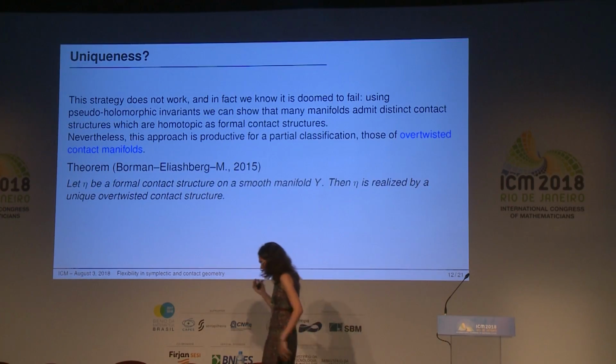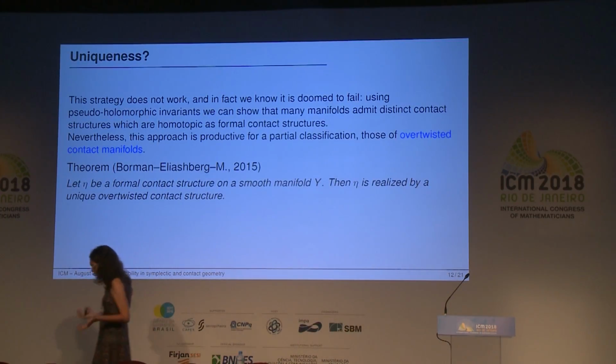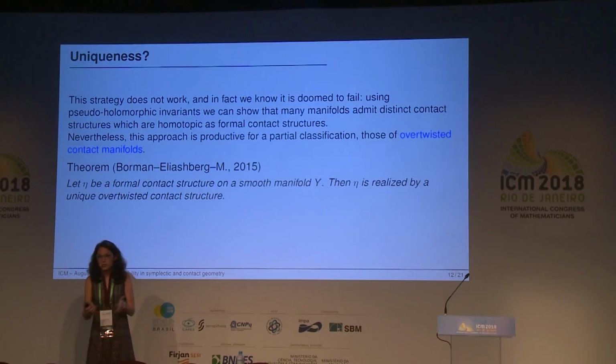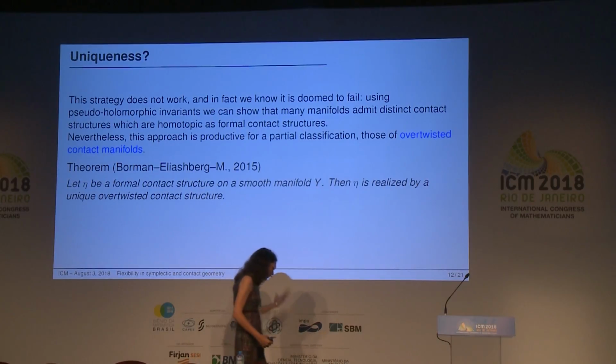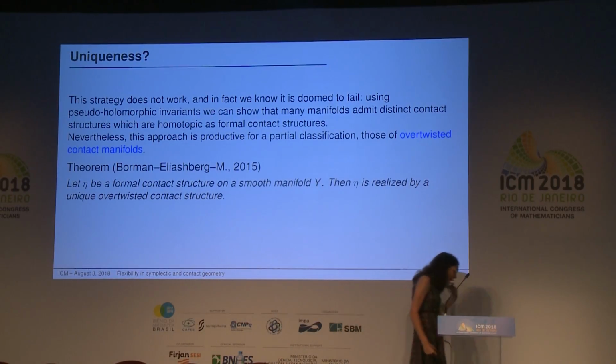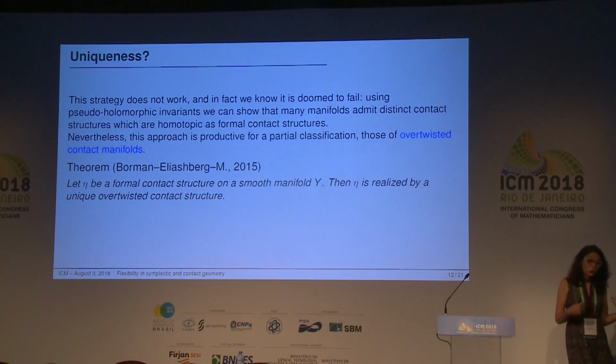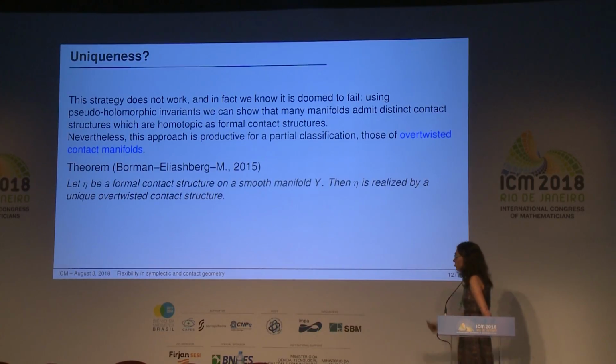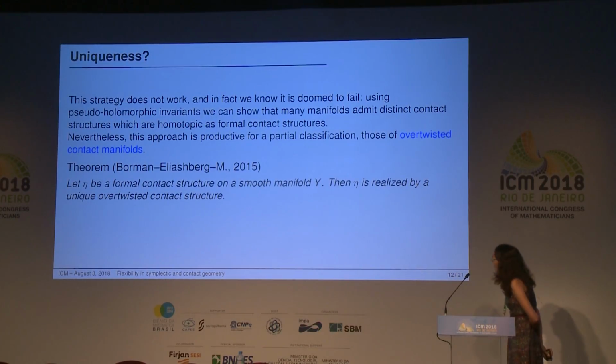However, don't let that discourage you. Just because it's false doesn't mean you shouldn't try and prove it. You follow the proof enough and you see, okay, where exactly are we making non-canonical choices? What additional hypotheses can I add in order to make these choices canonical? And we can get some sort of partial classification. And this is the kind of theory of overtwistedness.